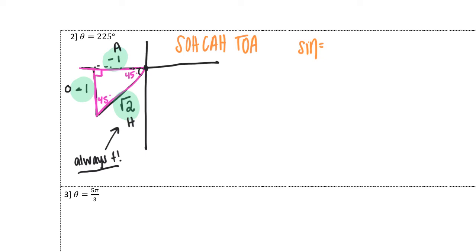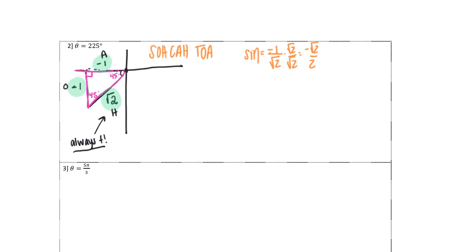The sine is the opposite over the hypotenuse. So we have negative 1 over the square root of 2. That's something you'll have to rationalize to get negative square root of 2 over 2. The cosecant is the reciprocal of that. Hypotenuse, square root of 2 over the opposite, negative 1. Square root of 2 divided by negative 1, we can just write as negative square root of 2.